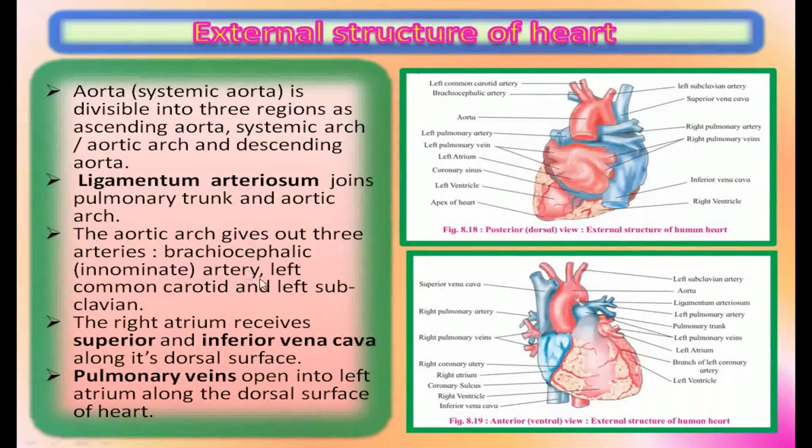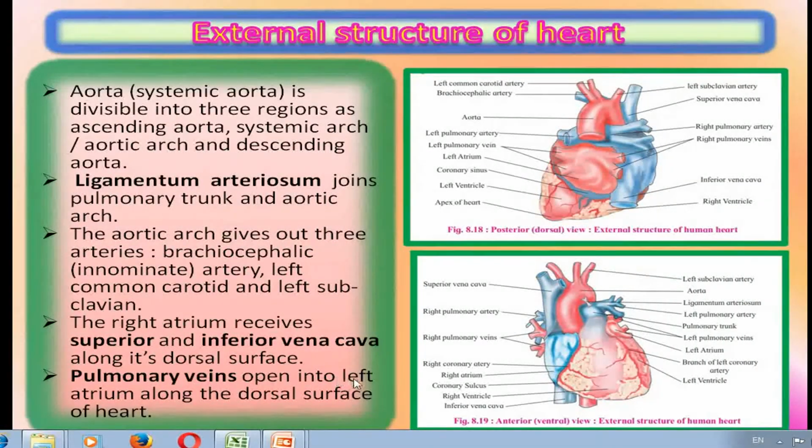The right atrium receives superior and inferior vena cava along its dorsal surface. Here is the dorsal surface. This is the superior vena cava and this is the inferior vena cava. This is the right atrium, which can receive superior and inferior vena cava.